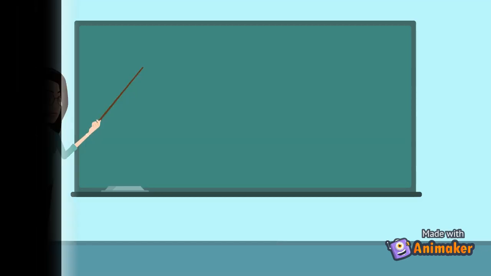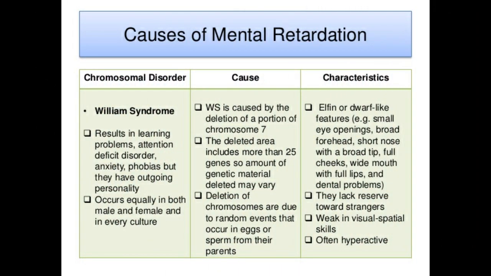Next is Williams syndrome. It is caused by the deletion of a portion of the seventh chromosome. Cognitive functioning ranges from normal to mild and moderate levels of mental retardation.